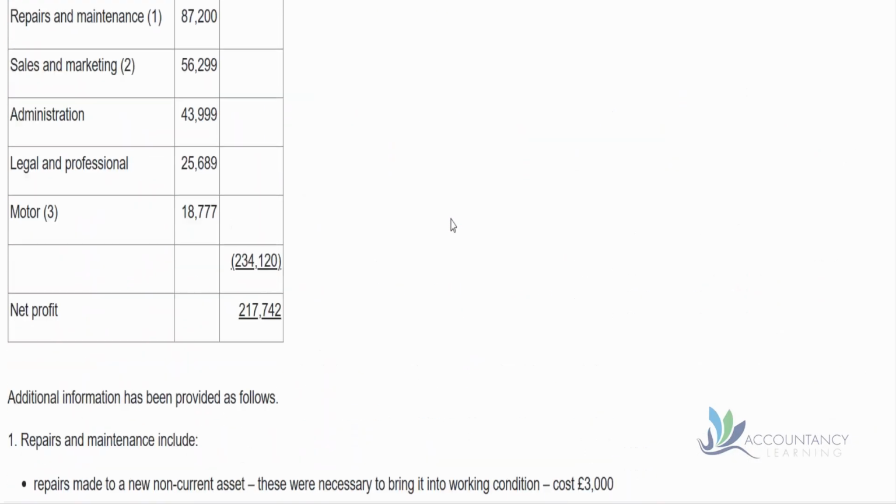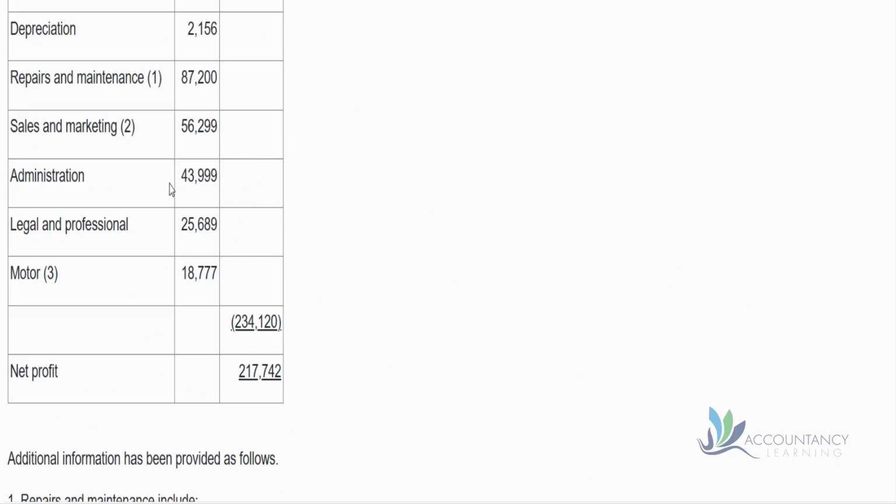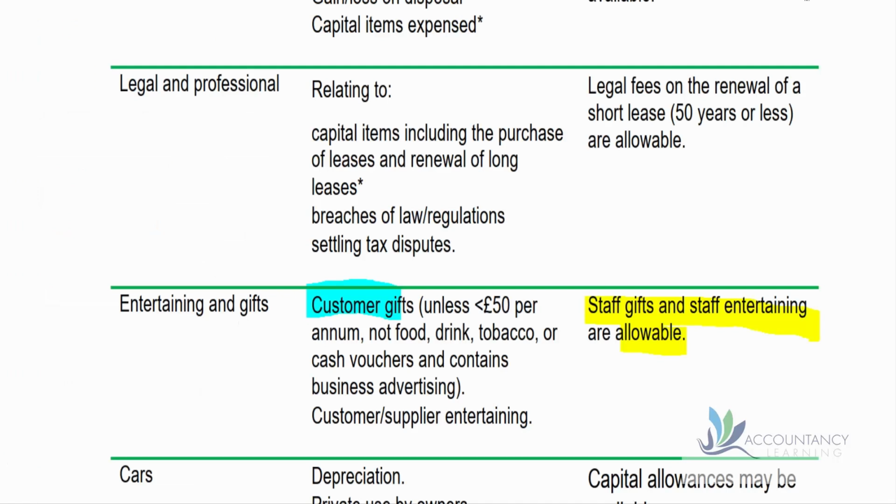Okay, let's move on then. So the next line we have is administration. Administration expenses are perfectly fine. We don't need to make any adjustments for that. And we've got legal and professional as the next line. Let's remember that there are some disallowable legal and professional expenses, but we don't have any information for this question, so we can't really use that now.